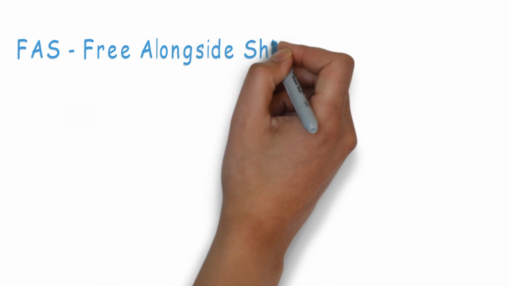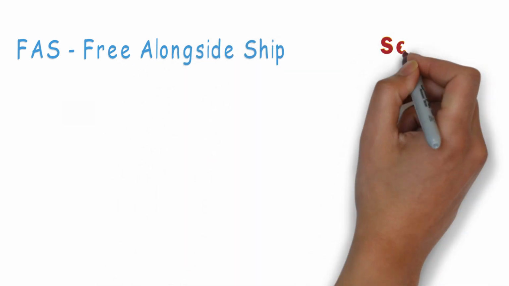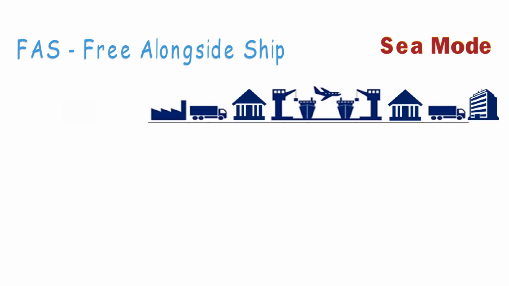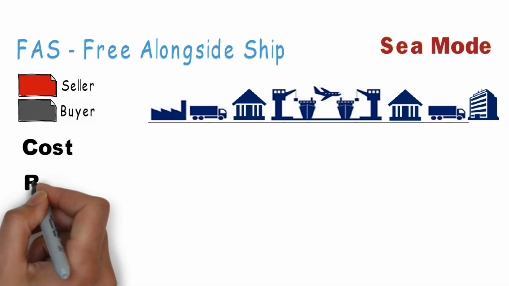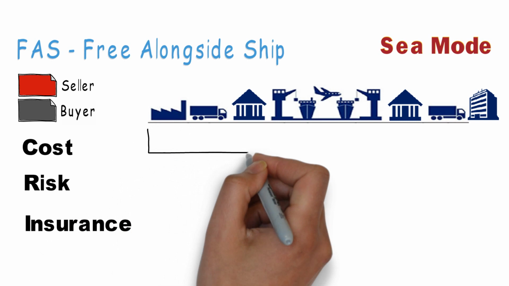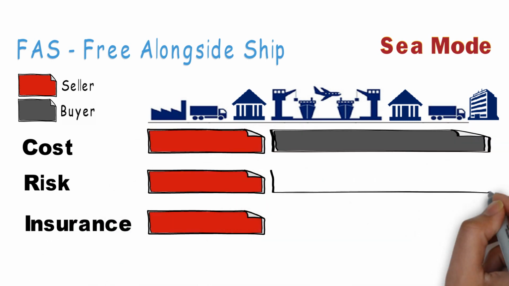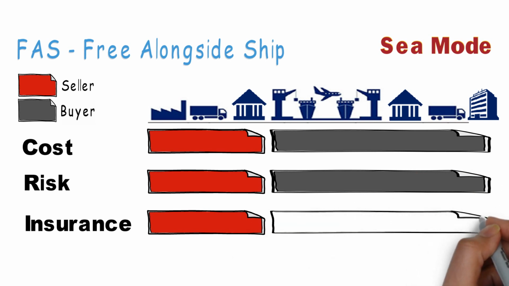Free Alongside Ship is the first of three terms where freight payment is done by the buyer. It is exclusive to C mode shipments. The seller delivers when the goods are placed at the terminal or agreed place of collection, such as a depot or ICD at origin, customs cleared. The buyer takes responsibility for loading onto the agreed mode of transport.